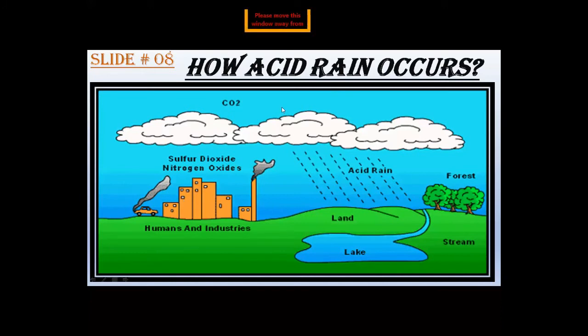And what is the atmosphere? A layer of air is called the atmosphere. There they mix and react with water, oxygen and other chemicals to form more acidic pollutants, various acidic compounds. They will form sulfuric acid and nitric acid. By the help of these various acidic compounds, acid rain is caused.